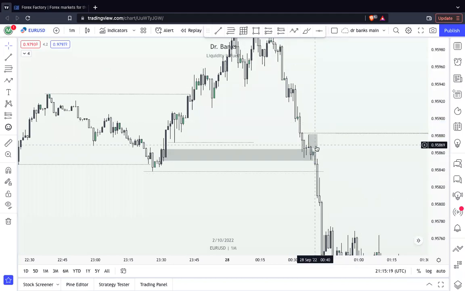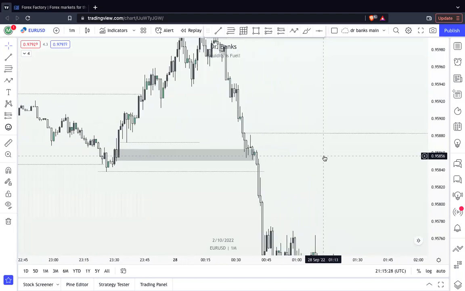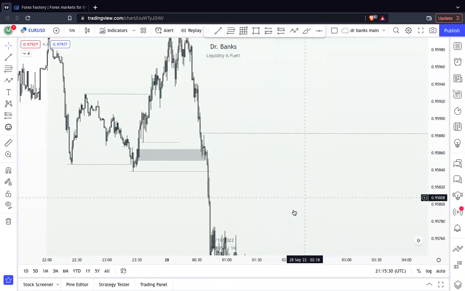Okay, so this guy did not do its work. It did not tap into any form of liquidity. It was just by itself, enjoying itself and all of that. So I expected that to be induced.